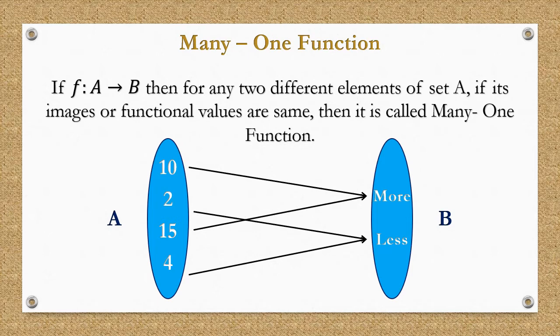What I mean to say here is that many of the values are related with one answer. So many, that is 2 and 4, are related with just less. 10 and 15 are related with just more. So that's it, many-one function.